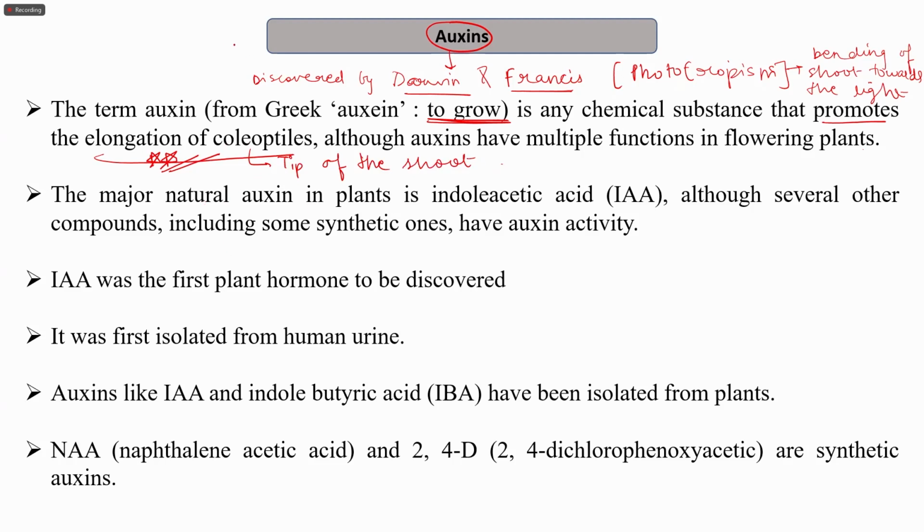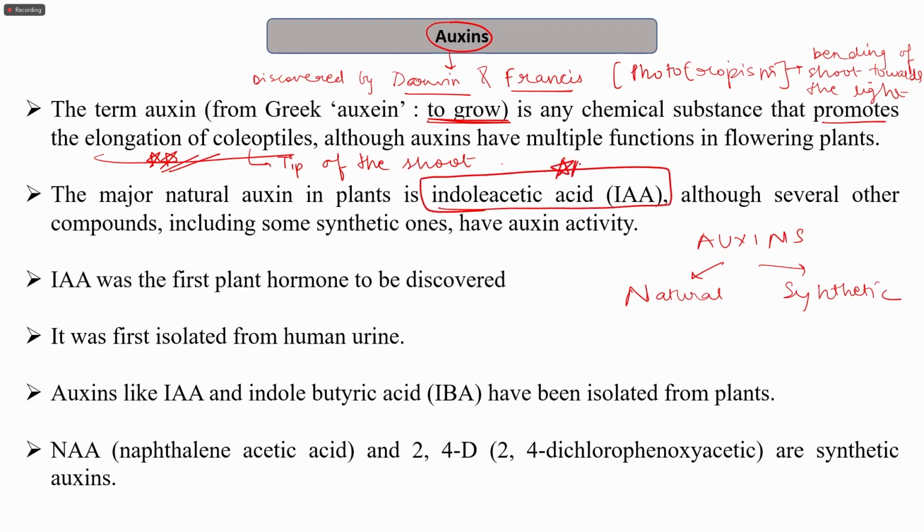Auxins can be both natural as well as synthetic, which are being synthesized. So the major natural auxin in plants is indole acetic acid, IAA. This is important because most of the time the term auxin is not used. Instead, IAA is used in the questions. So the term indole acetic acid is used for the natural auxin which is identified in plants.